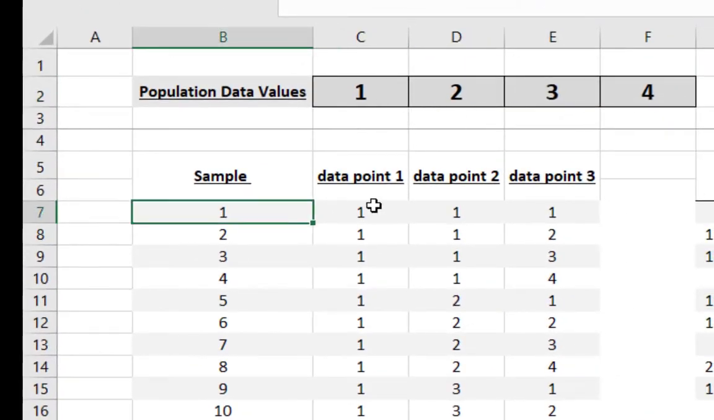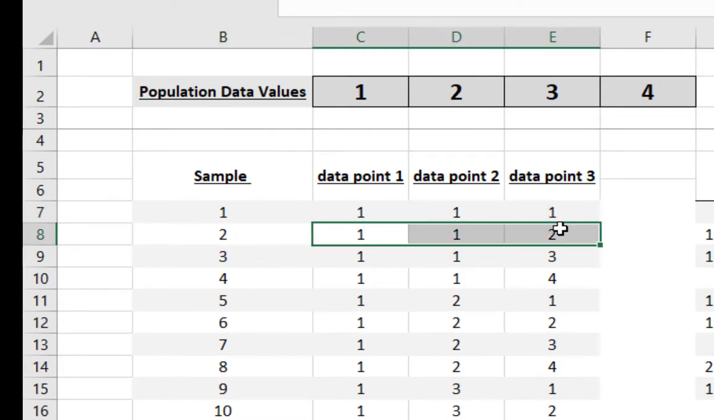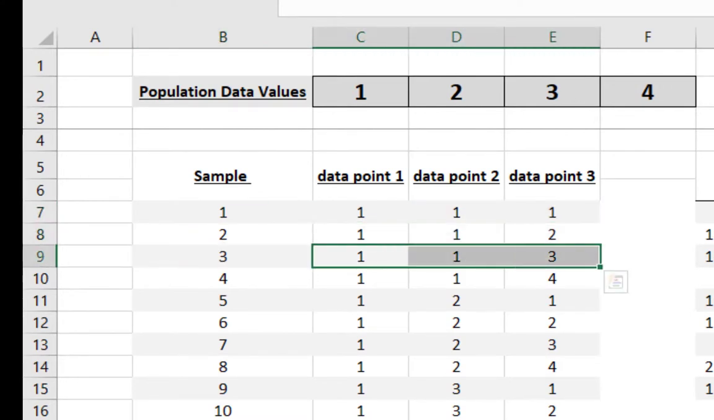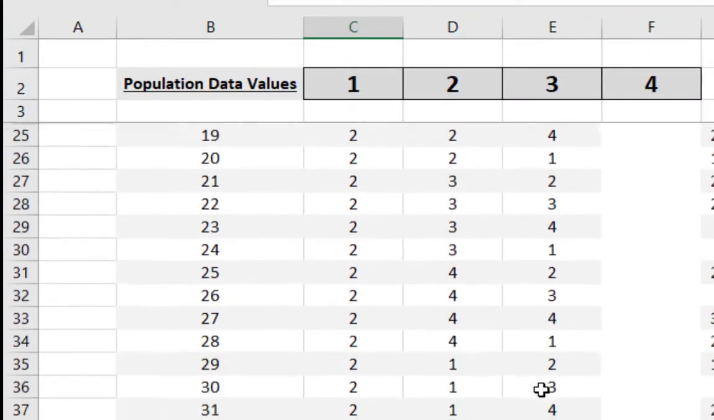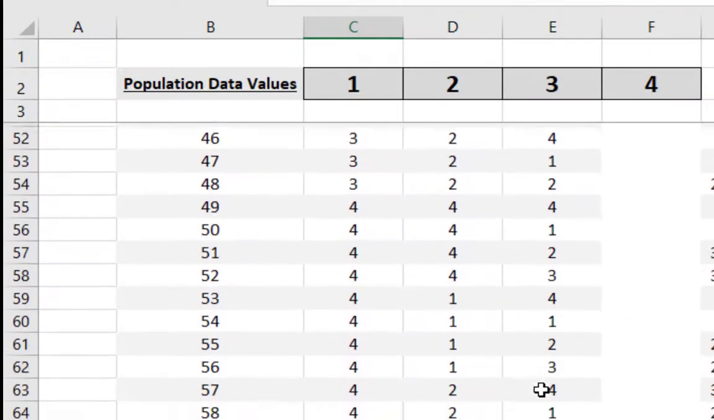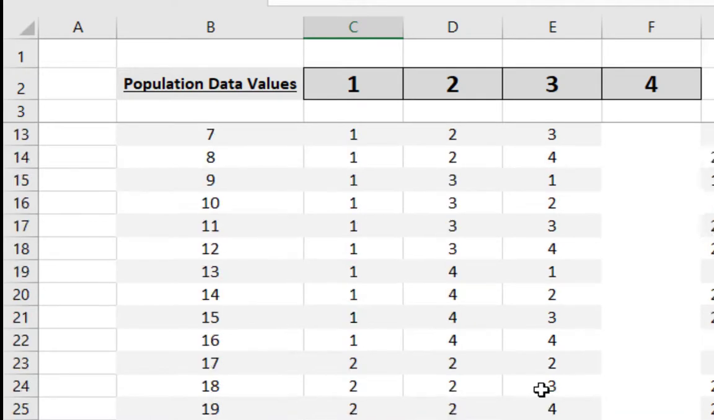So my first sample is 111, my next sample is 112, my next sample is 113, and so forth and so on, all the way down. Here are all possible samples of size 3, everywhere from 111 to 444.